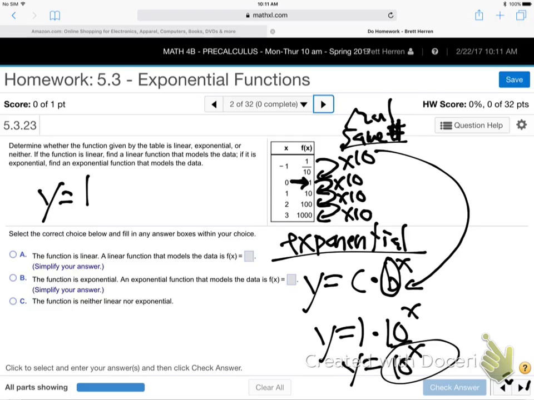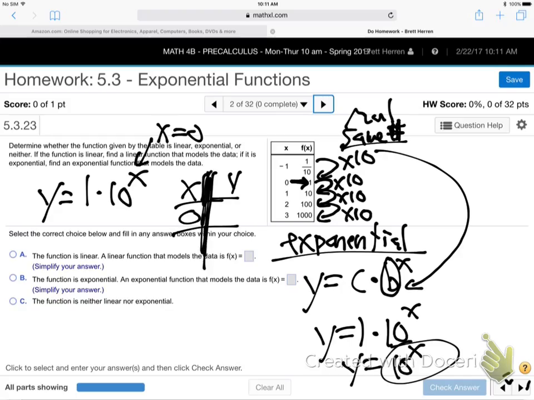If I take the equation y equals 1 times 10 to the x, and I plug in x is 0, like I'm making a table, an xy table here, and I plug in x equals 0, what are you going to get? 1 times 10 to the 0. What's anything to the 0 power, do you remember? 1. It's just 1, so you see you just get that number in the front, don't you?